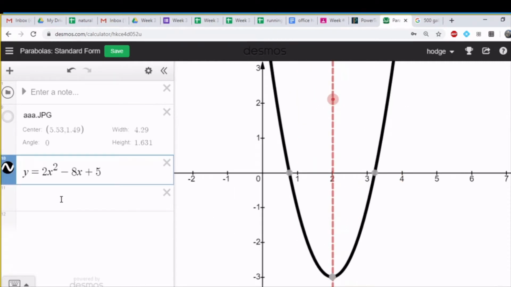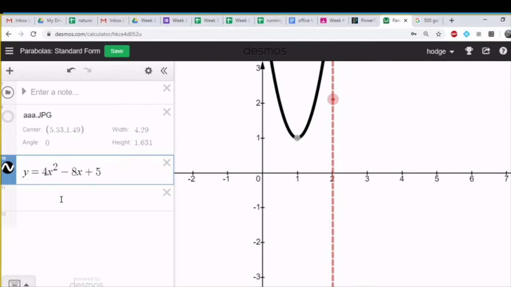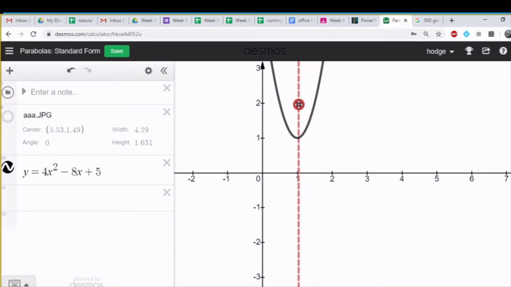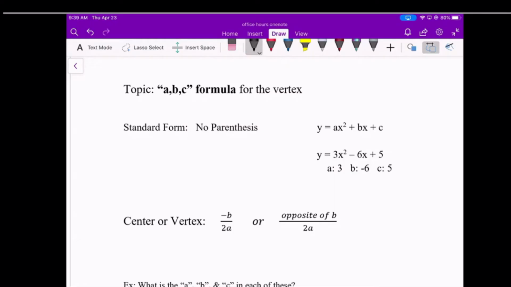To test that theory out, let's change this 2 to a 4. The opposite of this, 8 divided by 4, would be 2. Our center isn't here at 2 though. Our center is at half of that, at 1. So it looks like the theory is working.